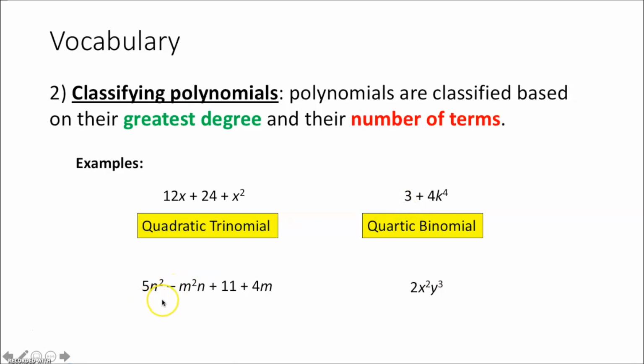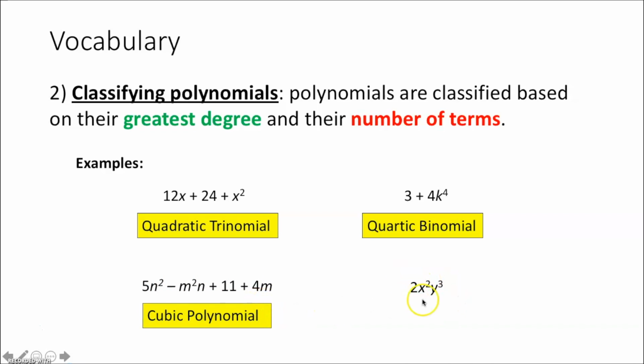Here, what is our greatest degree? This term is degree 2. This term is degree 2 plus 1, so this term would be degree 3. This is a degree 0 because it's a constant. And this is degree 1. So our greatest degree would be this 3 right here. This is a 3rd degree polynomial. Now, how many terms does it have? 1, 2, 3, 4. So 3rd degree means it's a cubic, and then 4 terms means it's a polynomial. So this is a cubic polynomial.